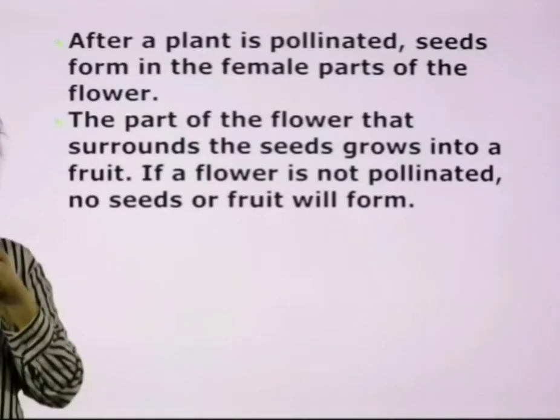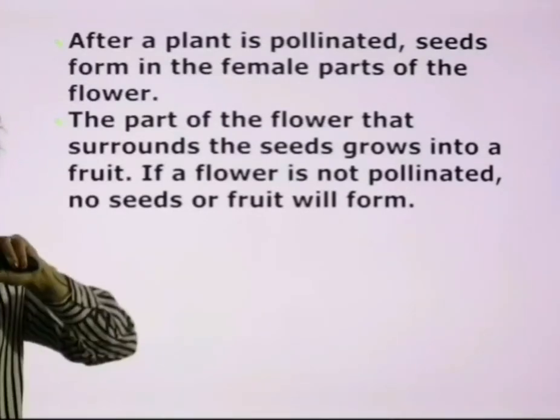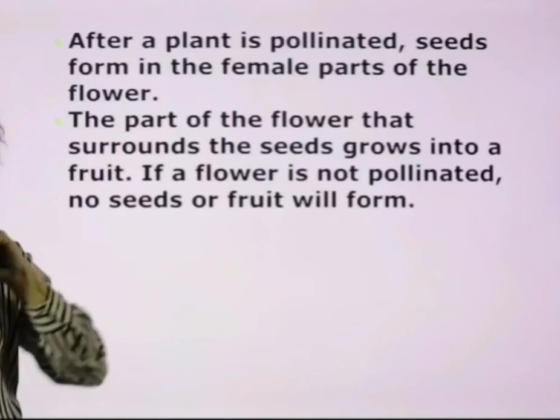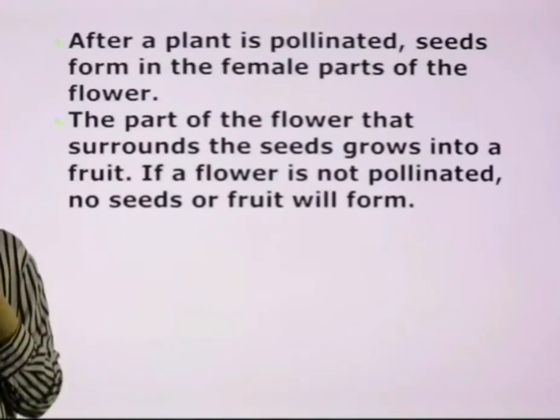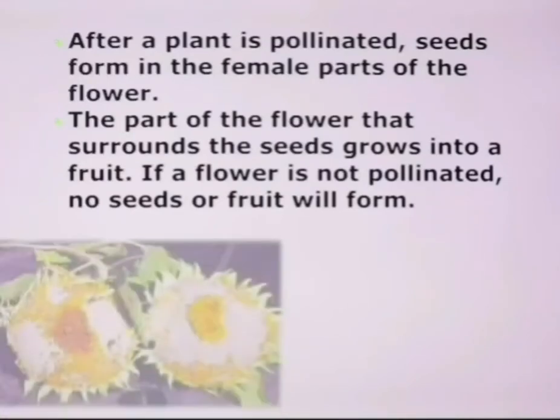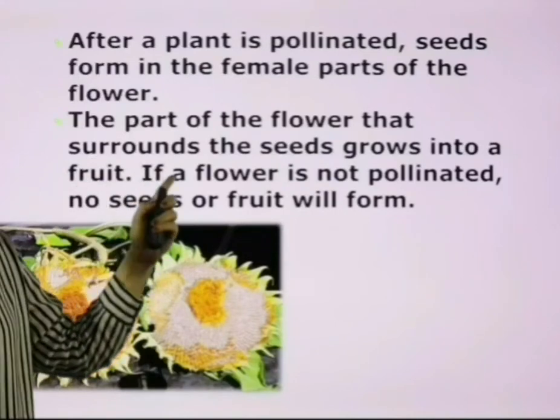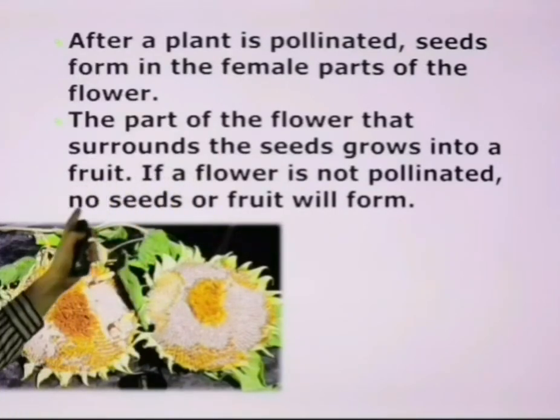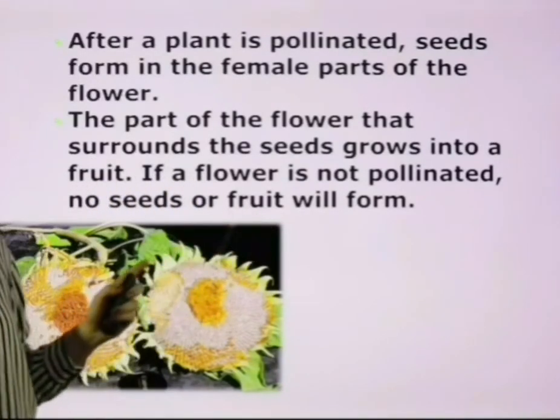So the seed itself, around it, there's something that's going to surround it later on. The surrounding of the seed is going to be the fruit. If a flower is not pollinated, no seeds or fruit will be formed.